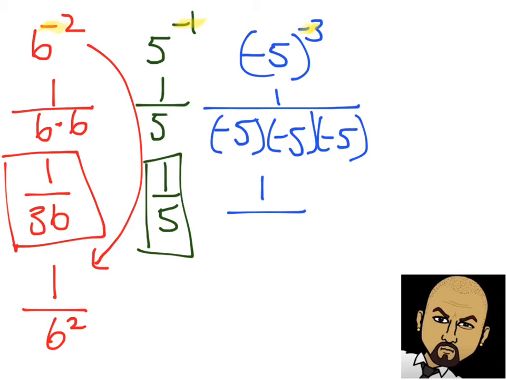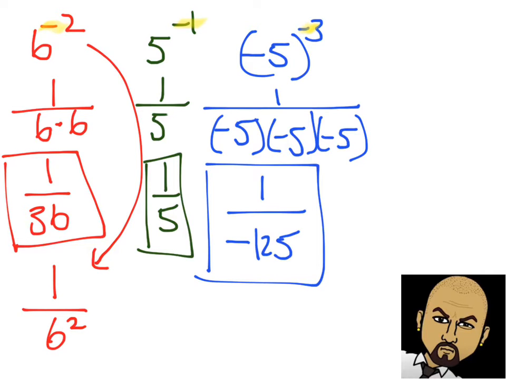Your numerator simplifies to 1. Negative times a negative times a negative is negative. 5 times 5 times 5 is 125. And so you end up with 1 divided by negative 125, or negative 1/125.